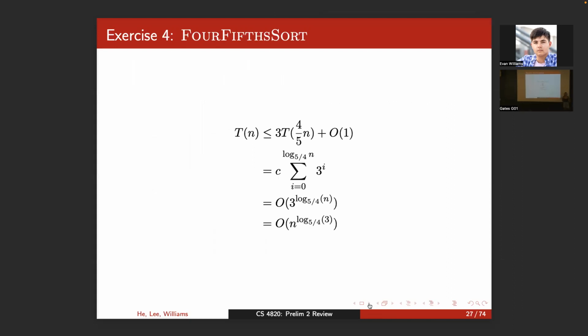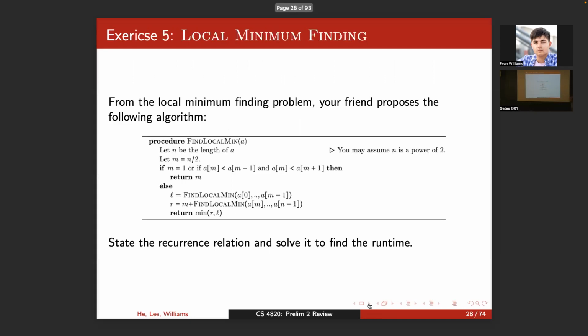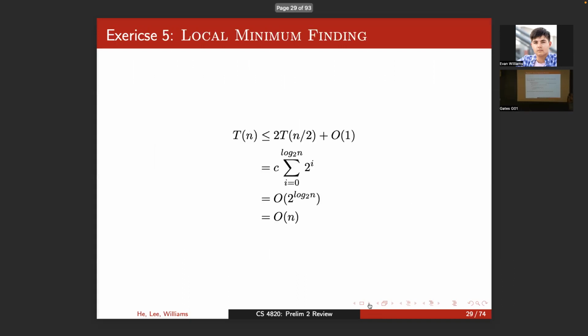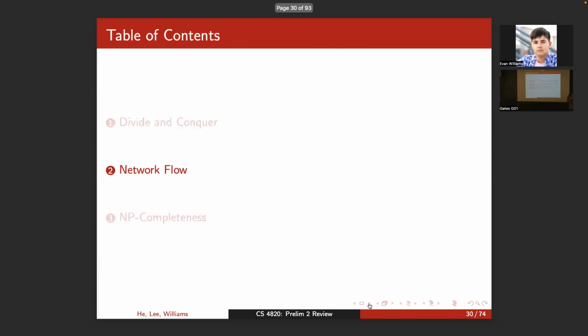Yep. And so how did he get there? We were splitting into 3 subproblems. Each subproblem is size 4/5 n, and then the merge step is going to be constant time. Yep. And then I'm not going to go over solving that because we just did. Okay, cool. So that's divide and conquer.